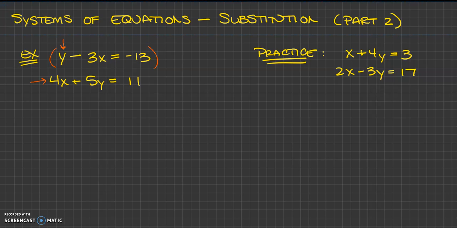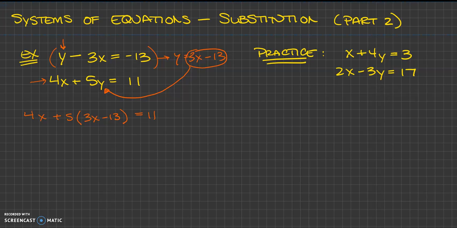I can rewrite this equation by adding 3x to both sides as y equals 3x minus 13. And now I have something that y by itself is equal to. So using substitution, I can plug it in for the y right there. So why don't we do this? 4x plus 5, remember we have to open our parentheses, plug in everything that y equals, close parentheses, equals 11.